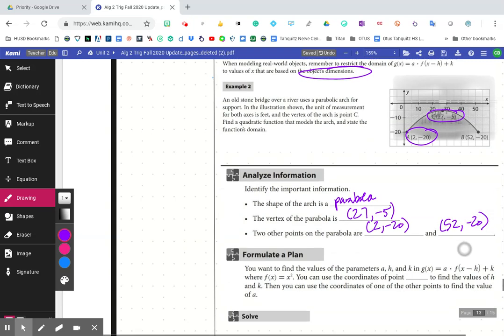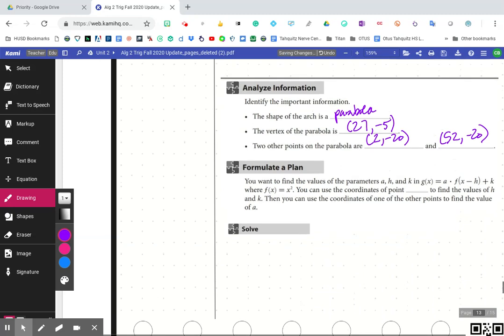All right, so we're supposed to formulate a plan. Sometimes we do this part in our head. They're stepping it out for us in this one. So you want to find the values of the parameters a, h, k in this function here, where f of x equals x squared. You can use the coordinates of point C to find the values of h and k. Then you can use the coordinates of one of the other points to find the value of a.